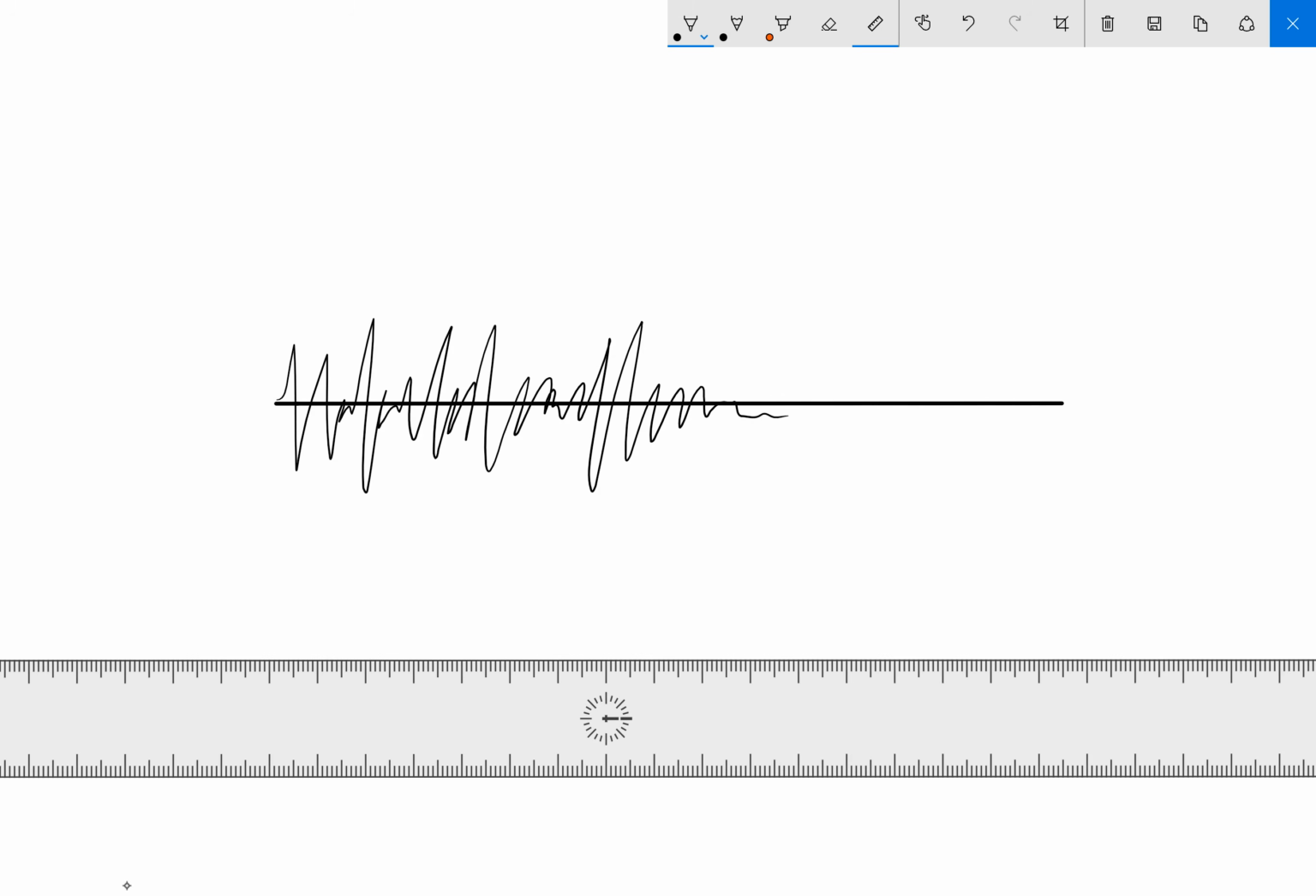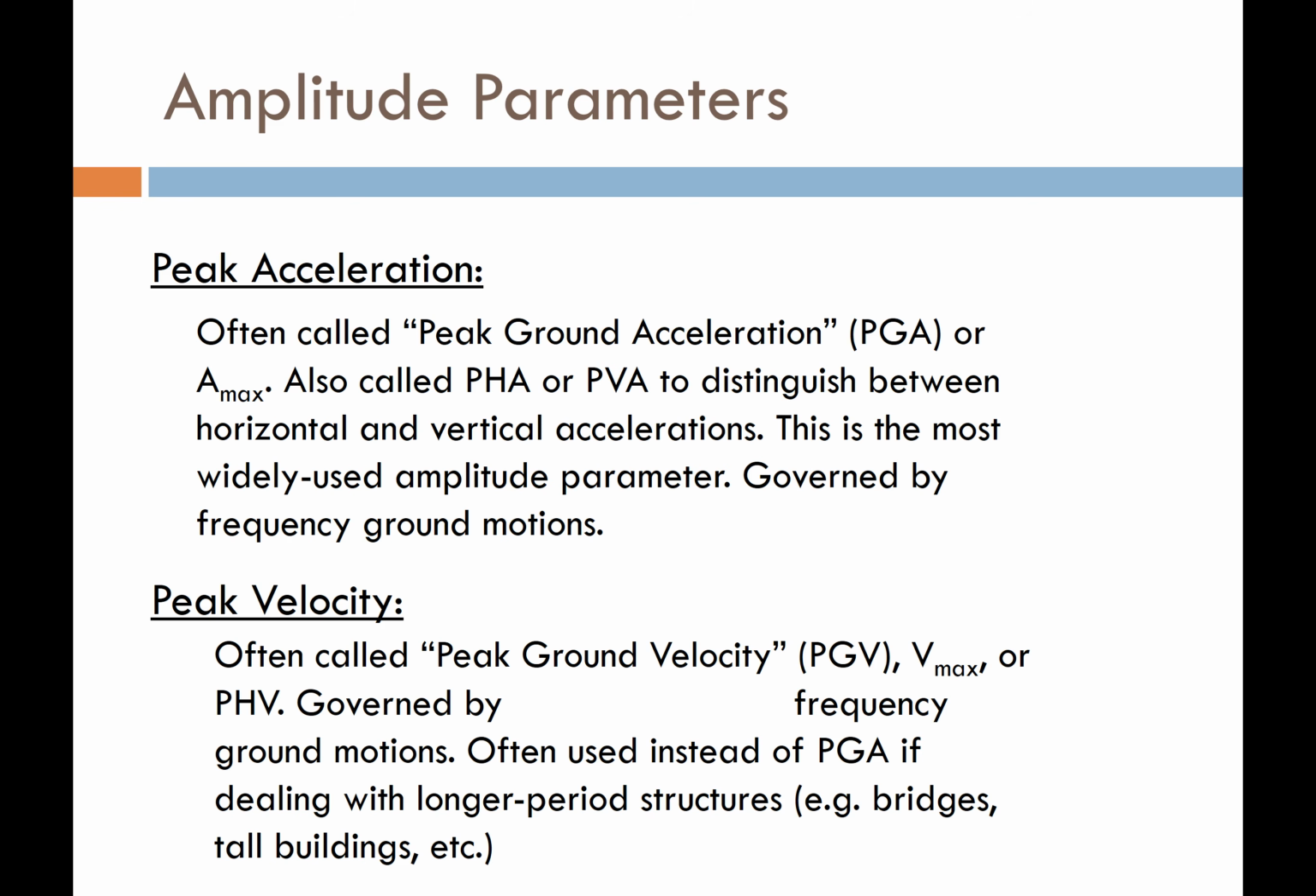Amplitude parameters generally deal with the peak of the time history. Whatever peak is the biggest, that's generally what we talk about when we say amplitude ground motion parameters. So the peak acceleration is the largest peak on the acceleration time history.